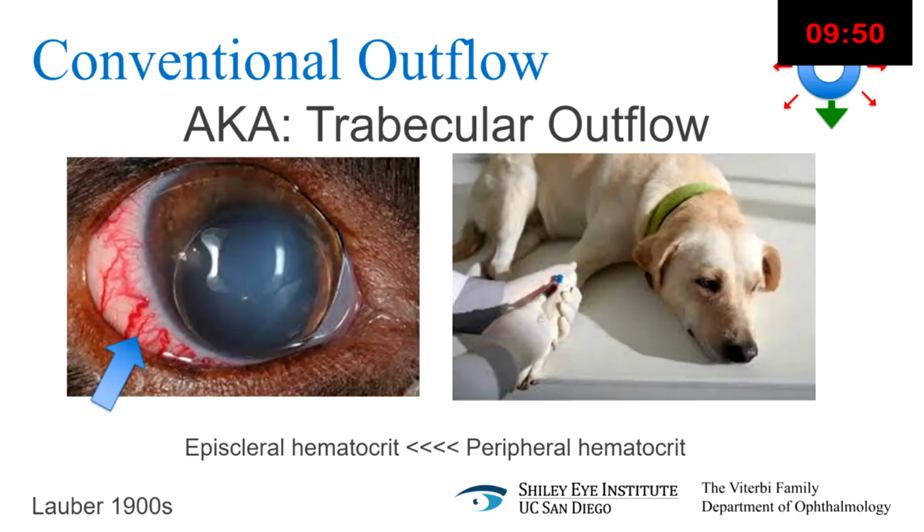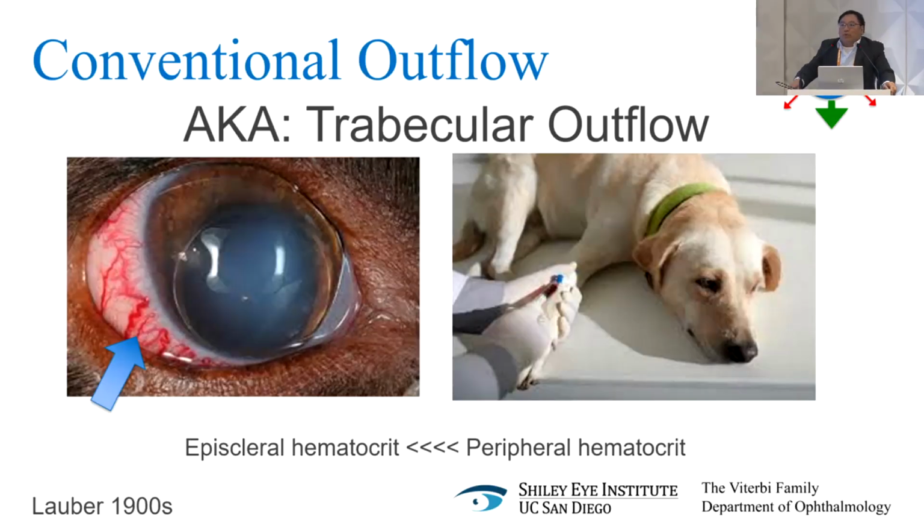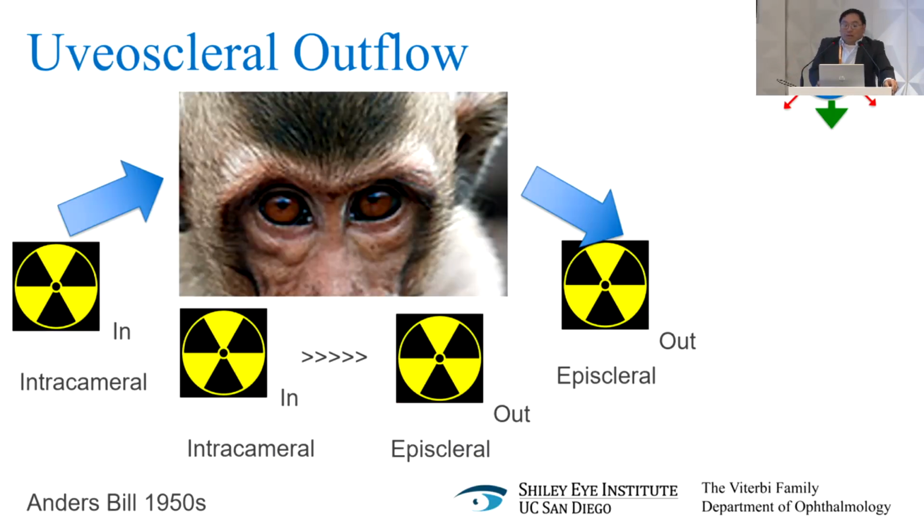So I like to start with a little bit of history first, right? What were the original observations that led you to think that there was even outflow? So this is Lauber's dogs in the 1900s, where Lauber took the episcleral blood around the eye, and then took the episcleral blood around the periphery of the dog. And what they found was that the hematocrit was lower in the blood around the eye, and that led to the idea that the eyeball was letting out a clear liquid to dilute the blood, so therefore, trabecular outflow, one of the first observations. What about uveoscleral outflow?